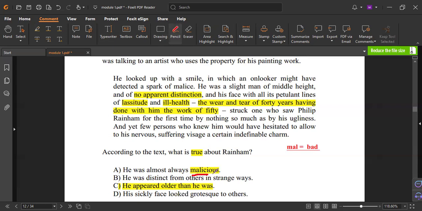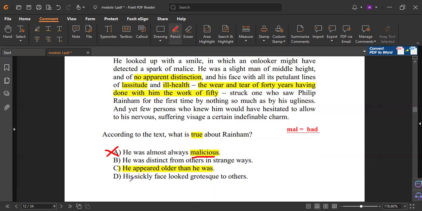Do you have any information that he is threatening, dangerous, bad, a source of harm or damage to people around him? No, so that is wrong. His sickly face looked grotesque to others. And what does grotesque mean? Do we have anything here that was grotesque to people around him? No, so it is wrong. Do you feel it?